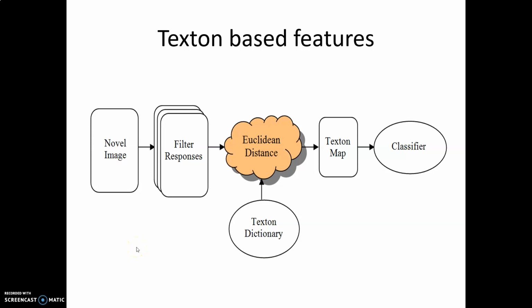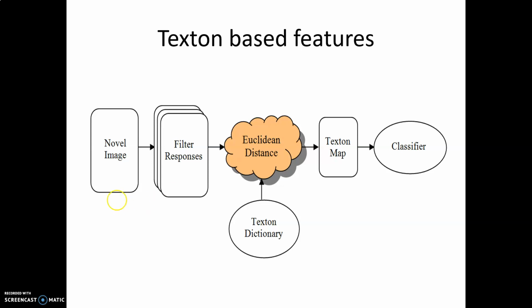Whenever we have an unseen image, also called the novel image, first of all we filter this novel image using the same filters from which this texton dictionary was generated. So these are the filtered responses. In these filtered responses, we have the output corresponding to each and every single filter that we have, to each and every single pixel that we have.